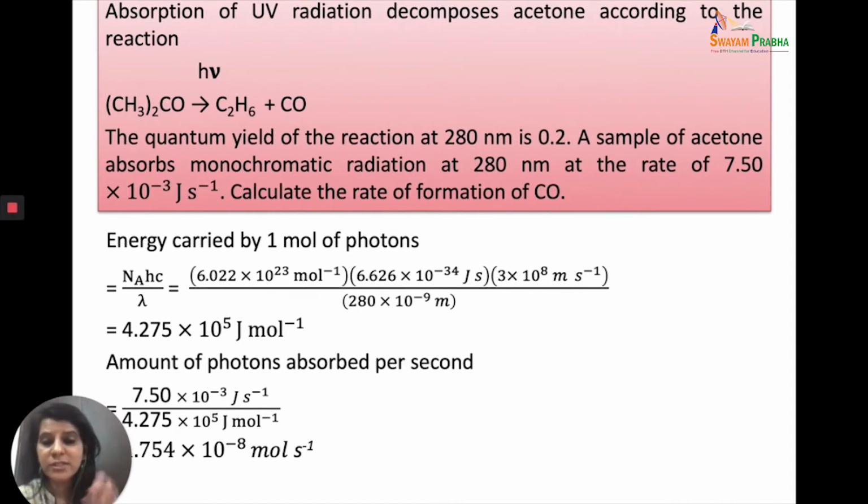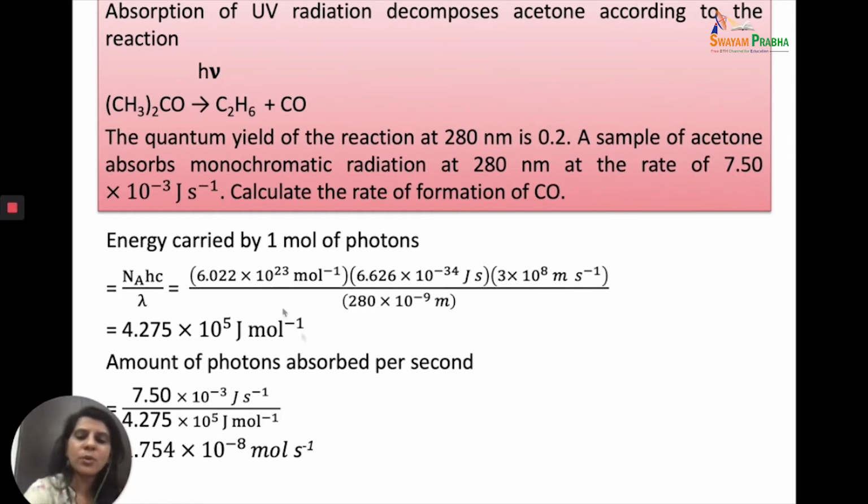So let's find out what is the first thing that we do. We are very familiar with it now. So we find out the energy corresponding to 1 mole of photons for this wavelength 280 nanometers. So we use the formula N_A hc by lambda, substitute the value of N_A, h and c: 6.022 into 10 to the power 23 per mole for N_A, 6.626 into 10 to the power minus 34 joules per second for Planck's constant, and c as 3 into 10 to the power 8 meter per second, and then divided by wavelength in meters. We get the energy corresponding to 1 mole of photons, and the units will be joules per mole.